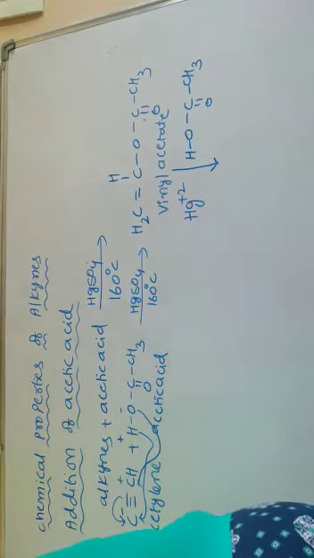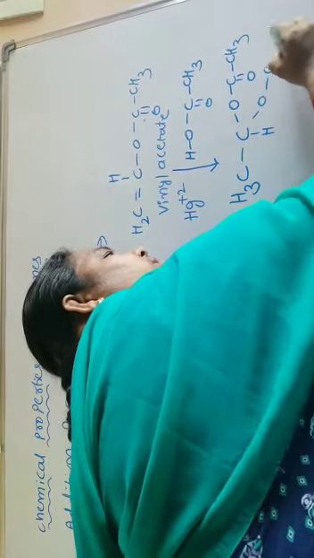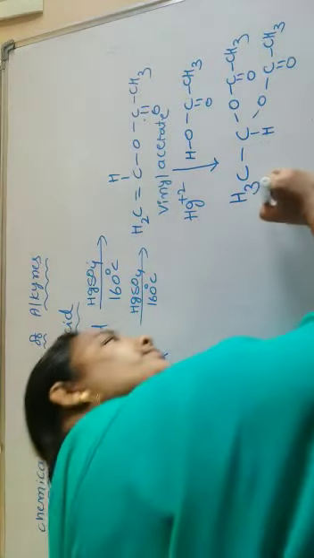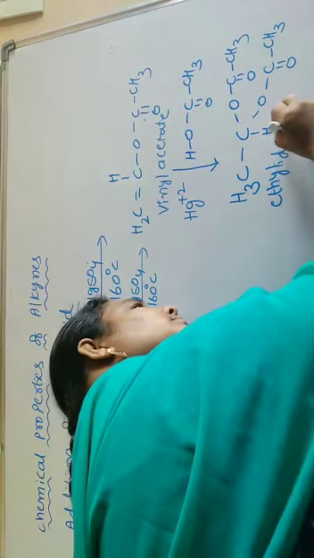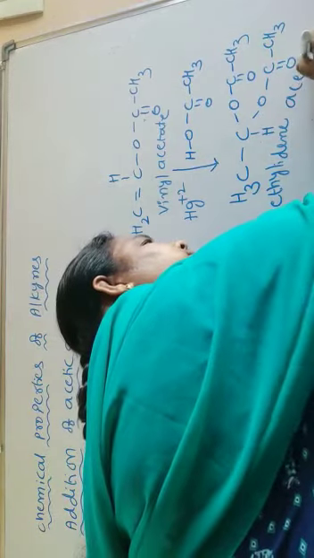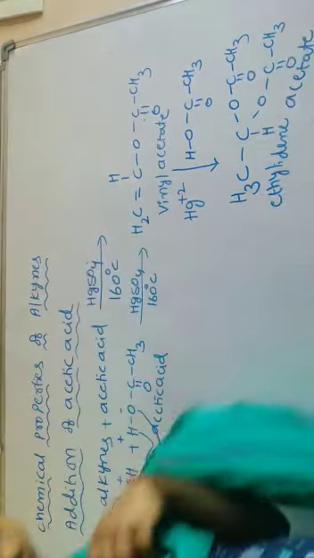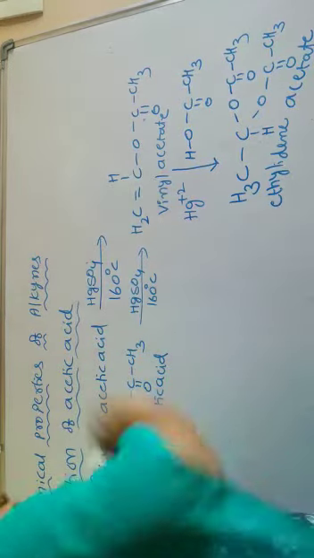So CH3 CH, O C double bond O CH3 and O C double bond O CH3. That is the ethylidene acetate. Ethylidene acetate.